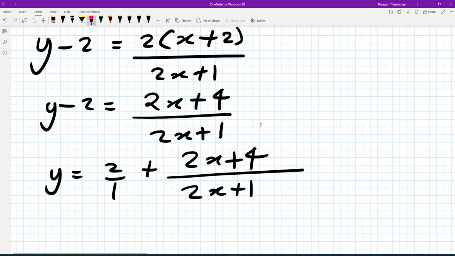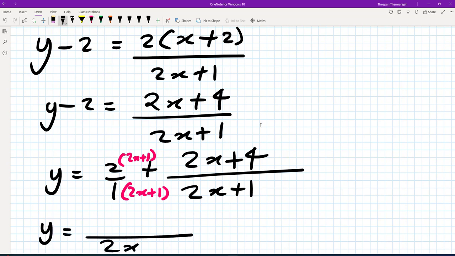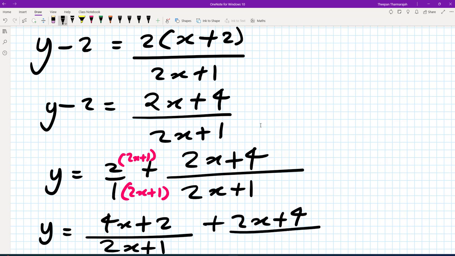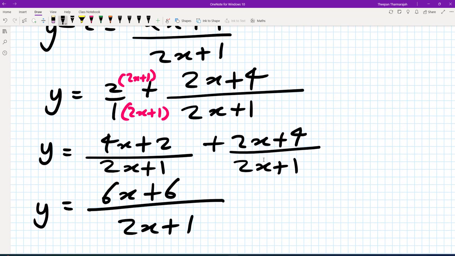So let's make this a bit more neater. So this is going to now be over 2x plus 1. So we get 4x plus 2 plus 2x plus 4 over 2x plus 1. So now we get 6x plus 6 over 2x plus 1.